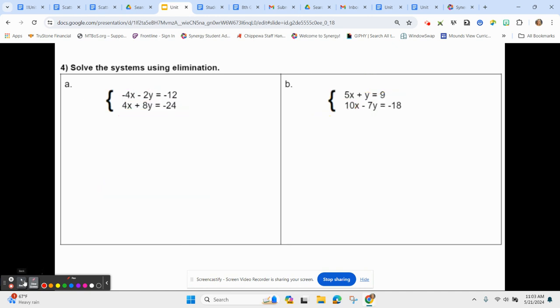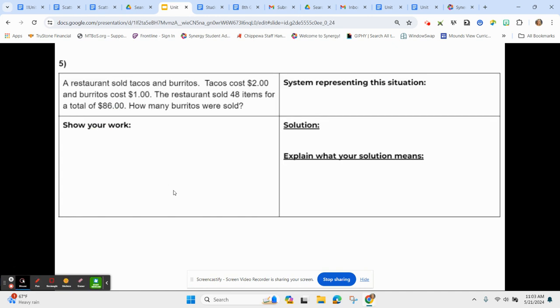Last ones. We've got a word problem here, and this word problem is one that we're going to have to read. We're going to talk about what it represents, show our work, find our solution, and explain what it means. So there's a lot of pieces to it.